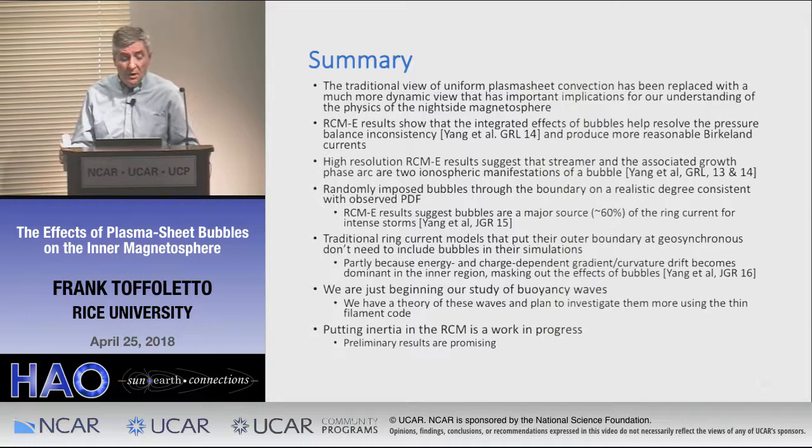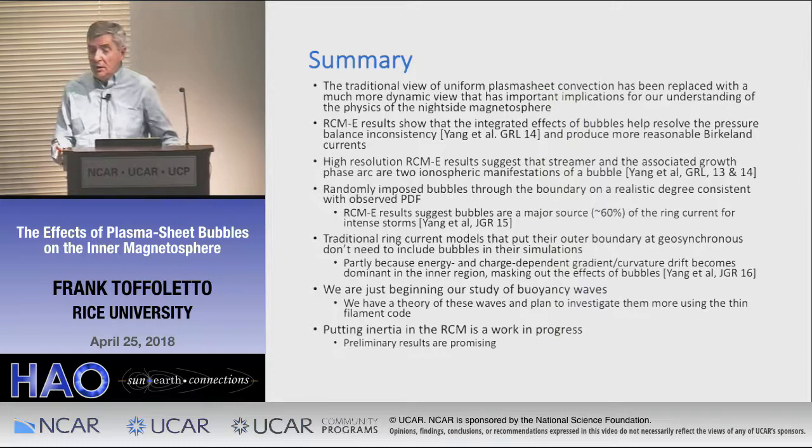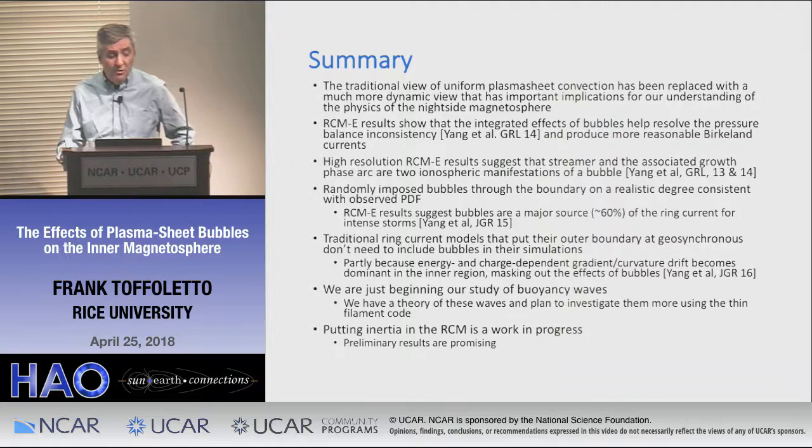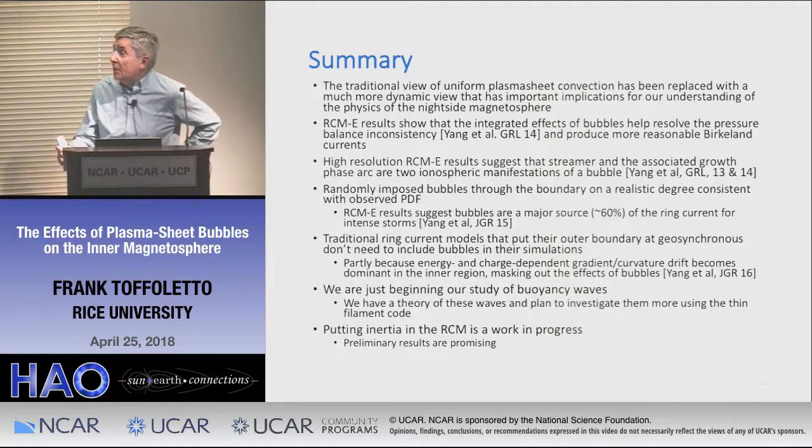For example, the so-called pressure balancing consistency that's been seen, getting the BZ minimum that's been seen. Also, a natural explanation for the growth phase of the system. We're also able to show, using an input boundary condition, that a significant portion of the ring current does come from these low entropy bubbles, even though intuitively you wouldn't think that. Also, I think we have an explanation for why the models that work at geosynchronous seem to work so well. It's because the boundaries are well inside where the bubbles actually form.